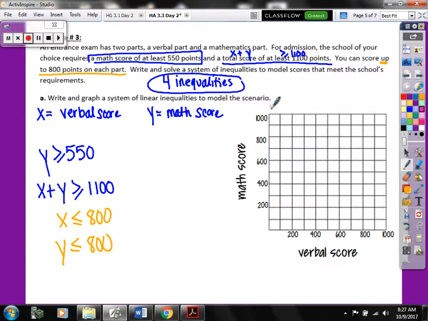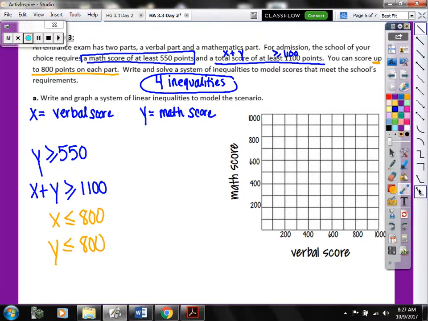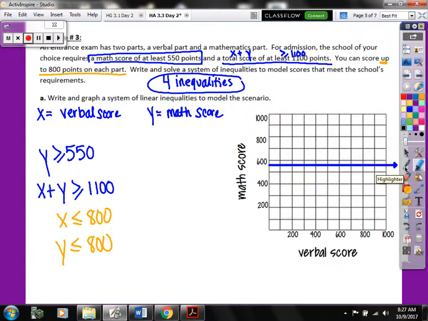Y is our math score. So 500's here, 550's there. That'll be a horizontal line. And I would shade super light because you're going to have 4 overlapping regions. Some of you will prefer not to shade until the end, and that's okay. You don't have to shade as you go if you don't want to. So greater than or equal to 550, so that's going to be up here.